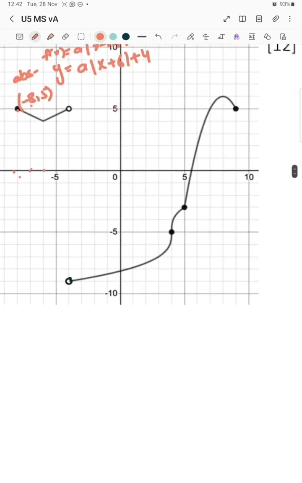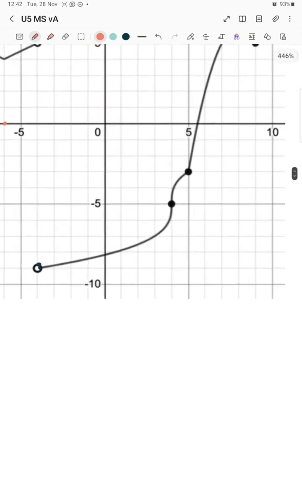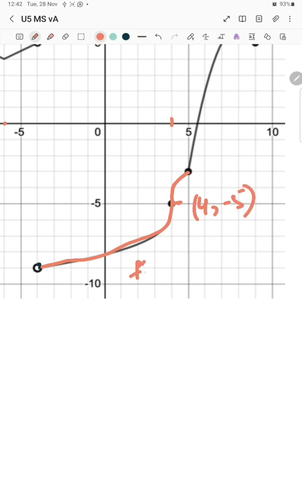The next function is the cubic function, and the cubic function is this one. For the cubic function the vertex is this one, that is 4 and -5. So we can write the cubic function as f of x is equal to a times cube of x minus 4 minus 5.